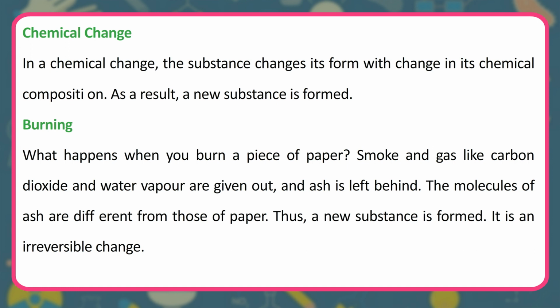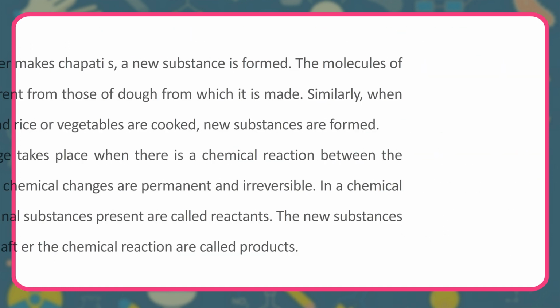Burning. What happens when you burn a piece of paper? Smoke and gas like carbon dioxide and water vapor are given out, and ash is left behind. The molecules of ash are different from those of paper. Thus, a new substance is formed. It is an irreversible change.